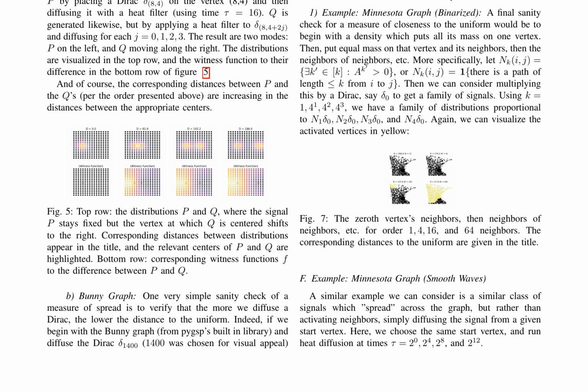The research paper presents a comprehensive analysis of the diffusion process in a system, focusing on the evolution of the signal delta 0 over time. This is visually represented in Figure 8, which shows the diffusions at times 2^0, 2^4, 2^8, and 2^12. The corresponding distances to the uniform distribution are provided above each visualization. The paper highlights the importance of understanding the temporal progression of the signal as it diffuses through the system.